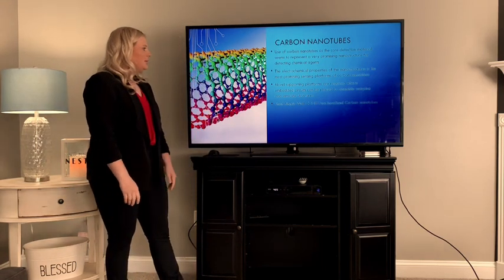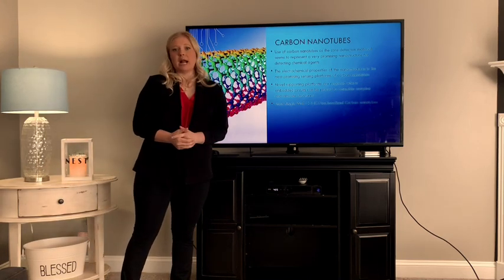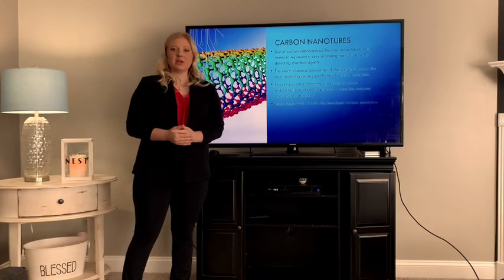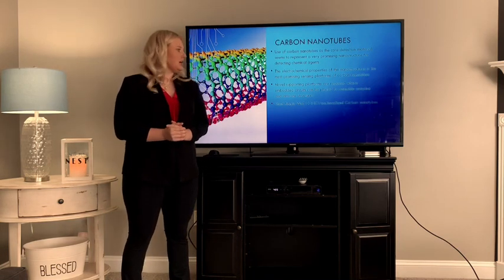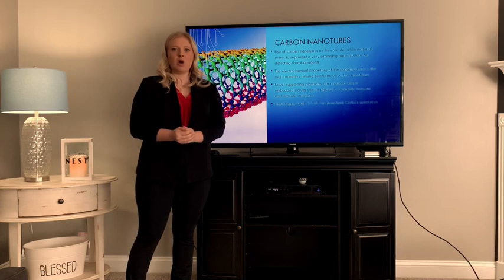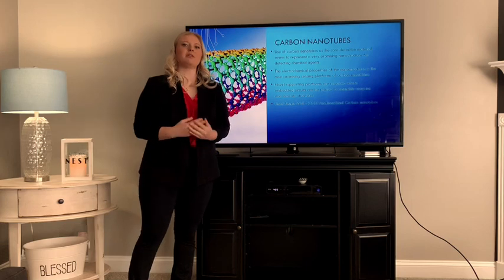So a picture of carbon nanotubes up close is seen here. And the type of carbon nanotubes that I used in my research was single wall COOH functionalized. The reason I use this is because single wall compared to multi-wall can give a lot more precise detection than the multi-wall.